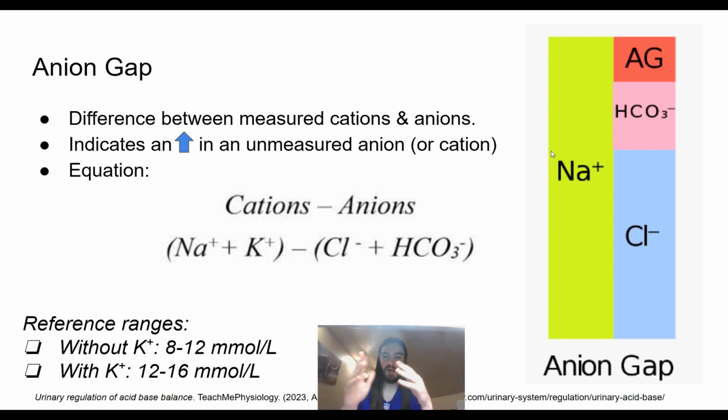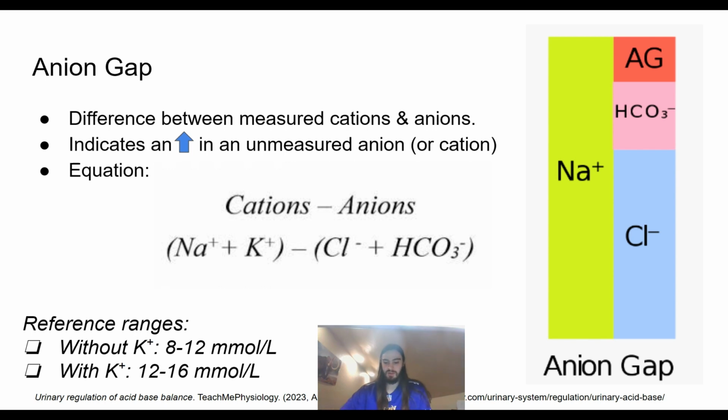This equation is sometimes done with potassium or without potassium, because potassium is a small part of it, but they have different reference ranges there. And if you're answering a question on an MLT exam about this, they will tell you whether to use potassium or not, or if you're doing the calculation yourself, whether to use it.